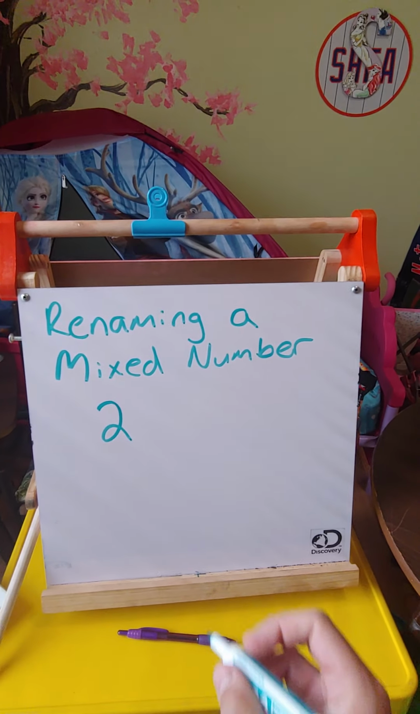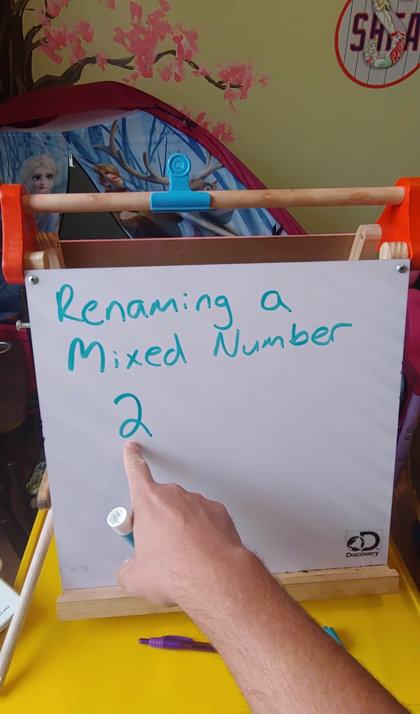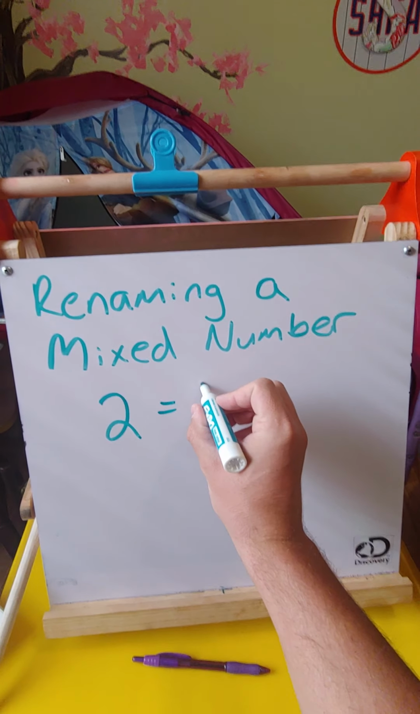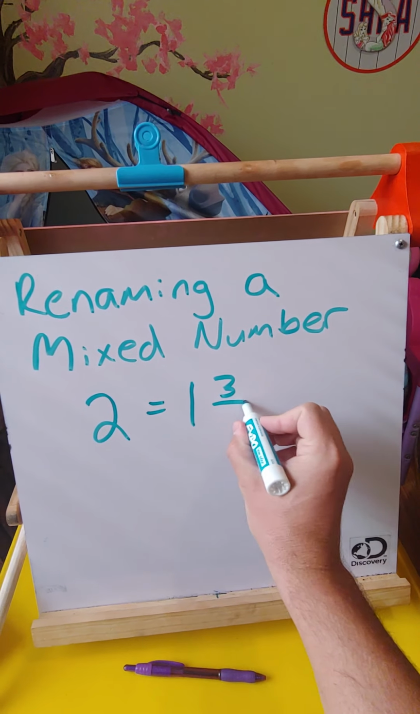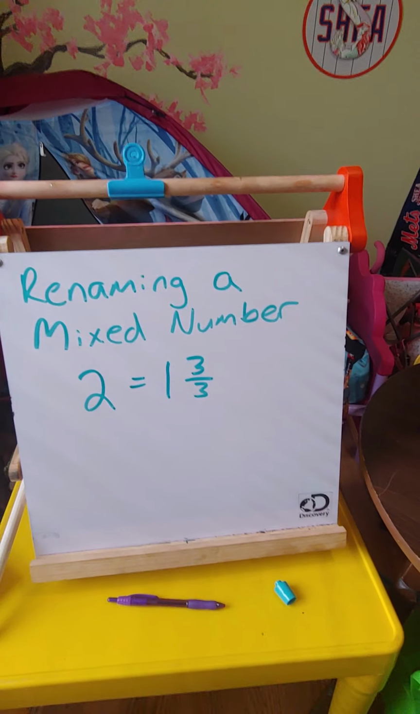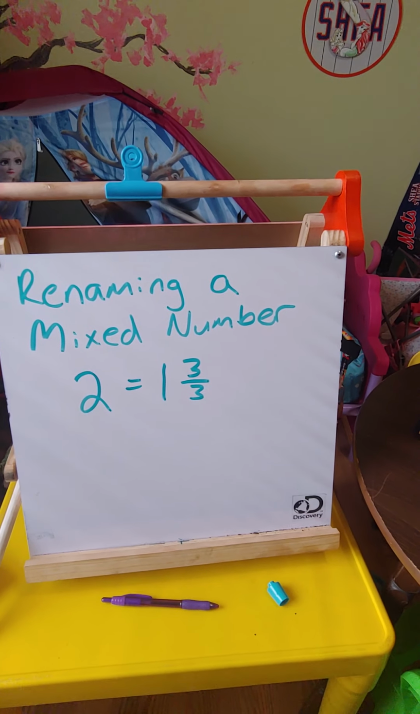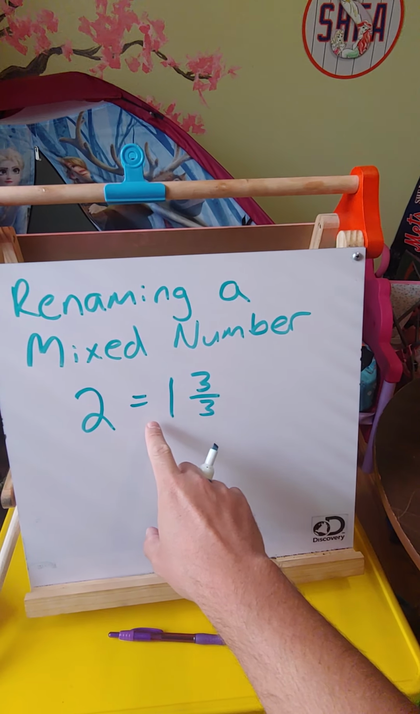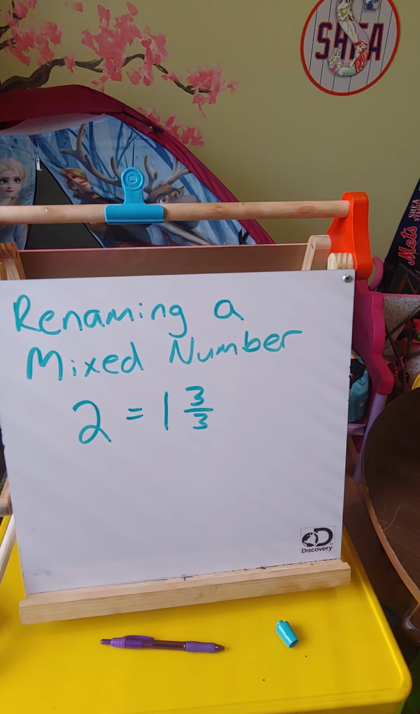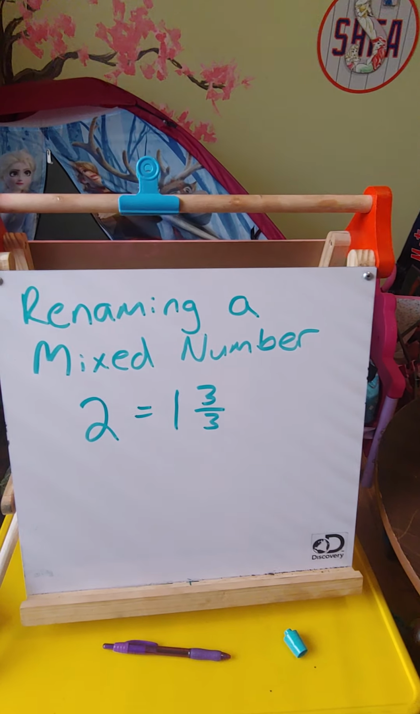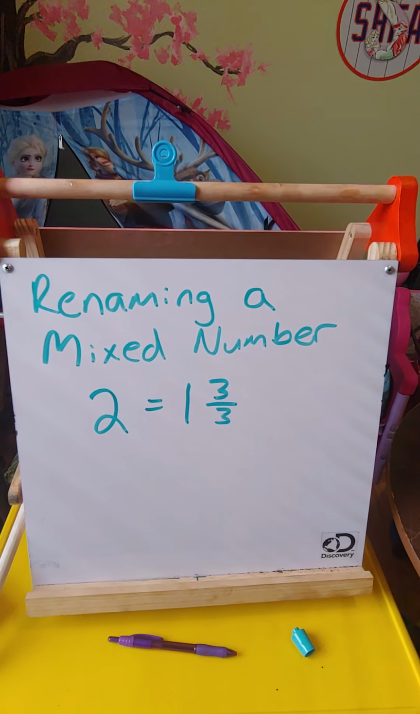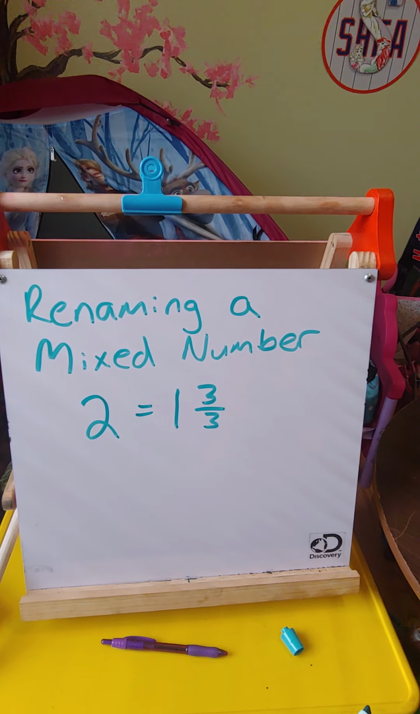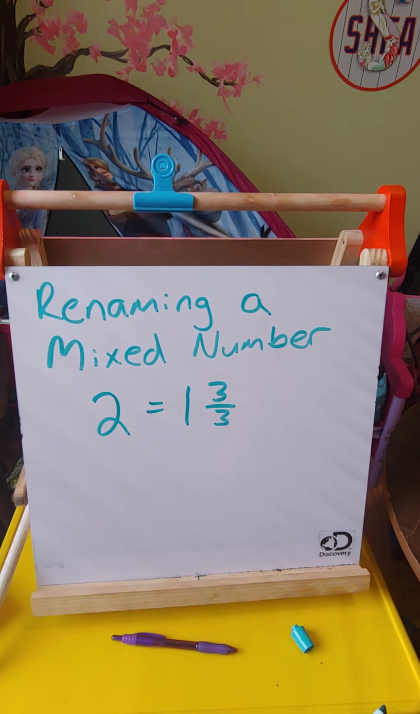But one way I can rename that is I could take this 2 and rename it. And I could rename it to something like 1 3/3. Okay, because 3/3 is a whole, but we made it into a fraction to help us out in changing the name. Okay, so if I had to rename that, 2 could become 1 3/3. Okay, they are equivalent to each other, and you'll see why I'm doing this a little bit later on.